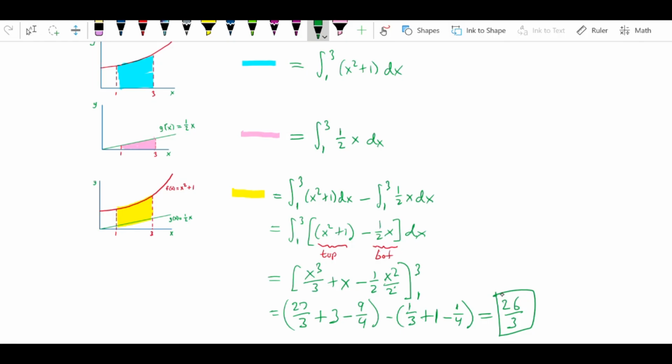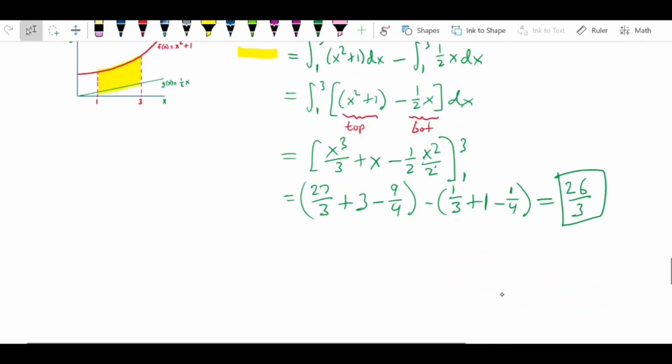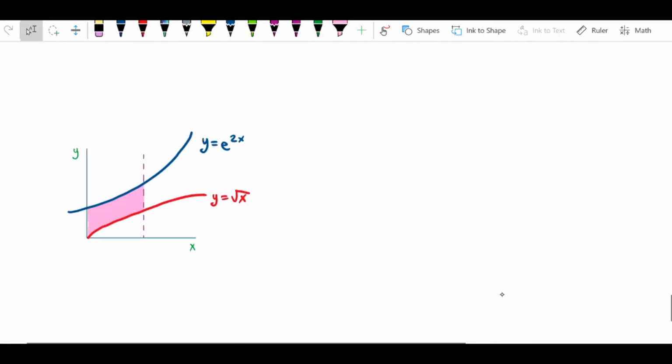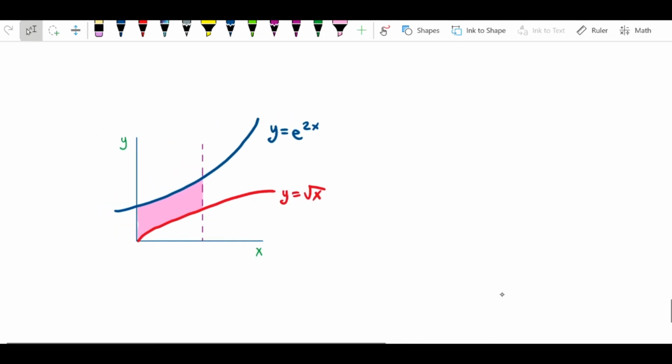Okay, so now it's your turn. I'm going to put the diagram for a problem up, and it's your turn to find the pink area, the area between the two curves shown.